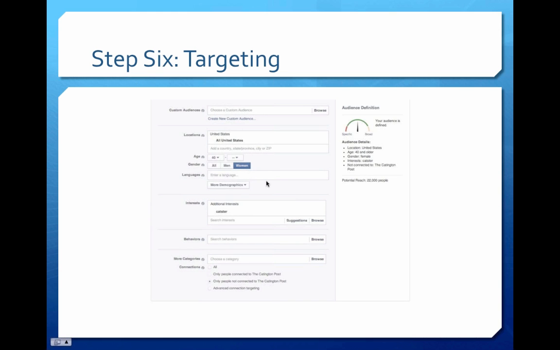I'm targeting people who like Catster. You see that right now, this means we're only reaching potentially 22,000 fans. People will say, isn't that low? And I'm saying, no, these are people who are really passionate in the cat niche. And we also say we don't want people who are connected to the Cannington Post. I'm looking for new likes.